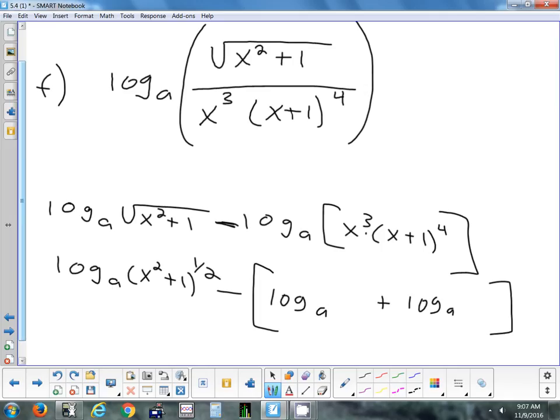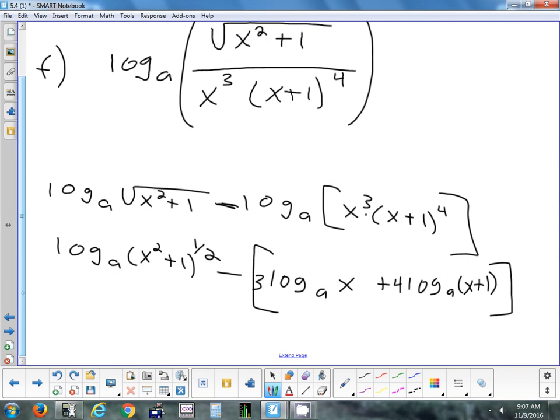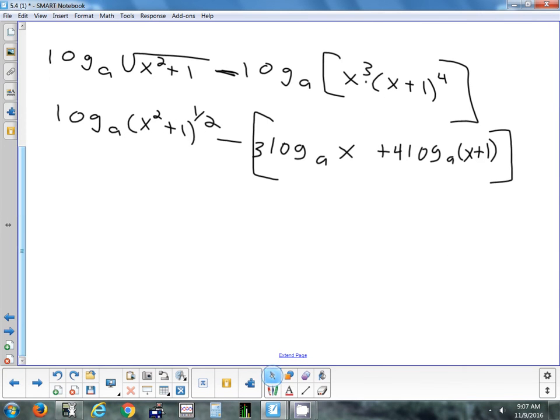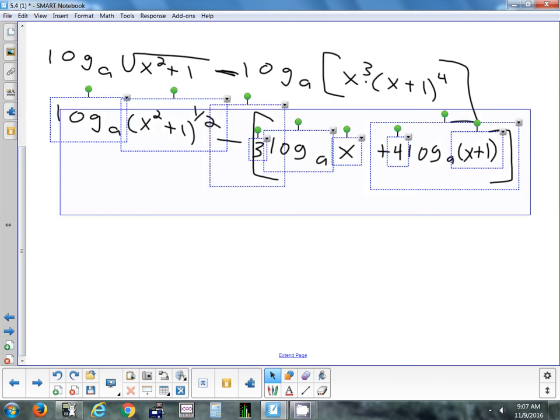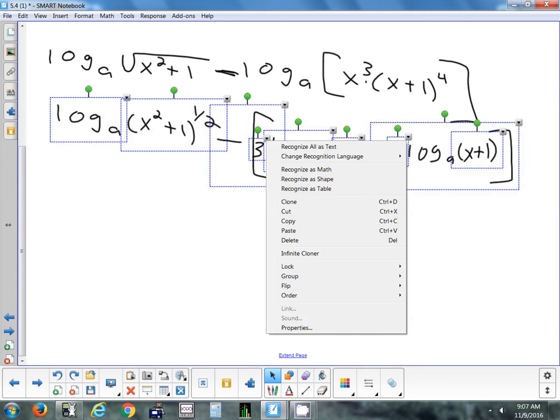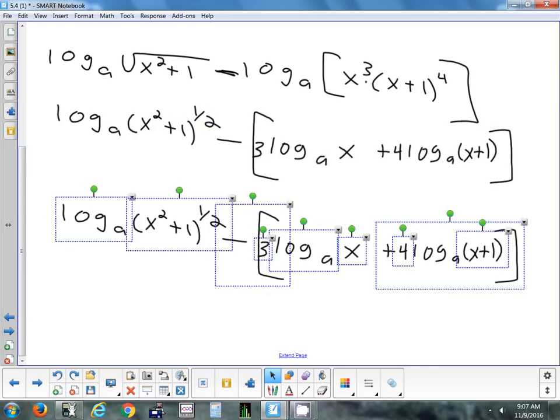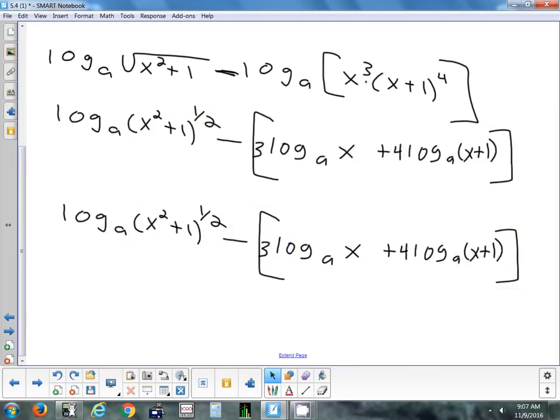What's going to be my first argument? And the number in front? My second argument? X plus 1, there's nothing you can do with that. And then the number in front? 4. And now the only thing I have left, I'm just going to kind of cheat and copy that, or you could just erase something from the last step. Where does that 1/2 need to go? In front.